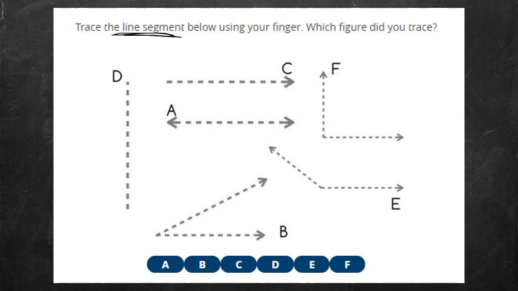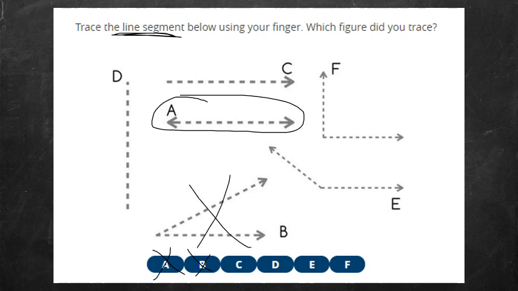Remember, a line is defined by its arrows, okay? So I wouldn't trace A because it's a line and it has arrows. That means it goes on into either direction without stopping, okay? I wouldn't trace B automatically because I know that B is an angle and E is an angle and F is an angle. So I wouldn't use those three. I'm only left with C and D.